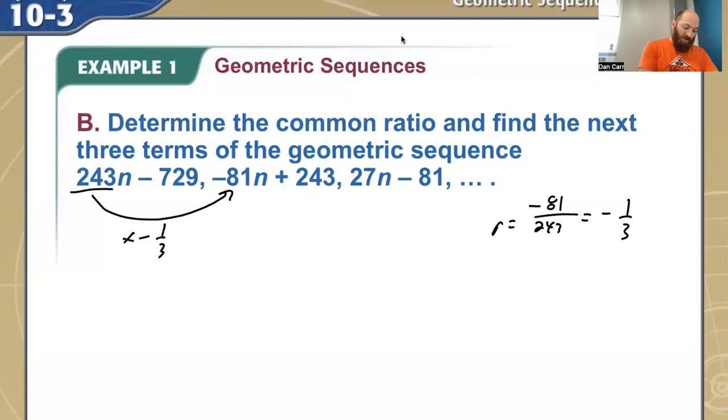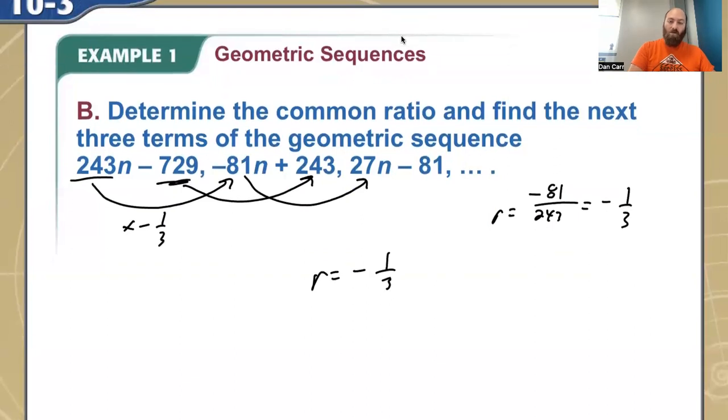So that is the value that I'm multiplying to everything here. If I multiply by -1/3, but I do it to both of these, that gets me to the next thing. This multiplied by -1/3 gives me a positive 243. When I take this times -1/3, I get positive 27n. So my common ratio here is -1/3. It just looks a little bit weird with the extra formula in there. So this is identifying our common ratios.